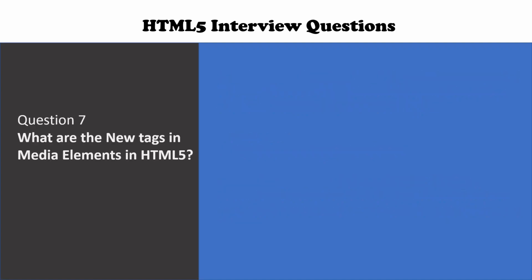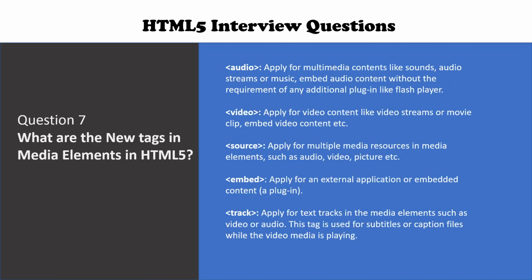Our next question is, what are the new tags in media elements in HTML5? There are 5 tags which are included in media elements. Audio tag. It is applied for multimedia content like sounds, audio streams, or music. It embeds audio content without the requirement of any additional plugin like Flash Player. Video tag. It is applied for video content like video streams or movie clips, embedding video content, etc.